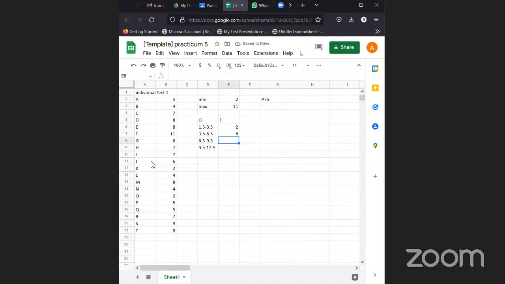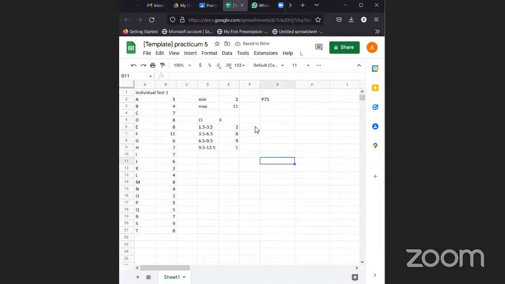Our third class interval is from 6.5 to 9.5. So we're going to take into account all the 7s and 8s, which is 1, 2, 3, 4, 5, 6, 7, 8, and 9. So we have 9 as the frequency for the third class interval. And finally, from 9.5 to 12.5, there's only 1, right? There's only 11 left in the entire distribution. So I'm going to type it as 1 here.